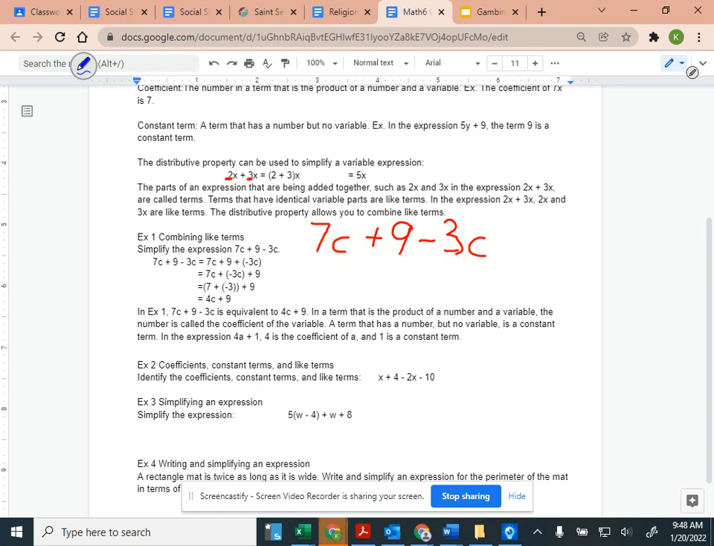Remember, the like terms are the terms that have either the same variable or no variable at all. So which ones have the same variable? 7c and 3c. They're both c's. So we can combine our c variables. So we have 7c minus 3c. So if we take that c out, we have 7 minus 3c.